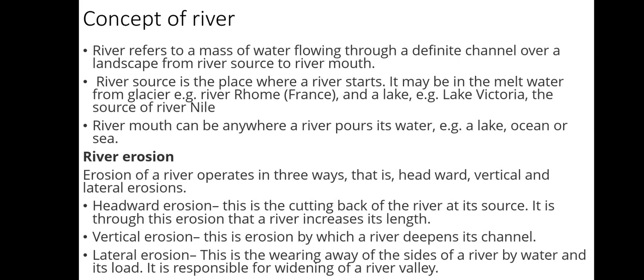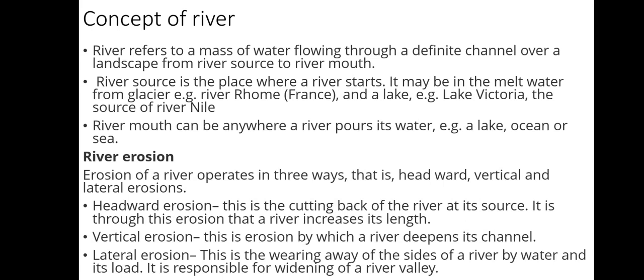So let's start looking at river erosion. Erosion of a river operates basically in three ways: headward erosion, vertical erosion and lateral erosion. Starting with headward erosion, this is the cutting back of a river at its source. So basically it means the cutting down or the tearing up of a river at its source. It is through this erosion that a river increases its length. So that's what is known as headward erosion.